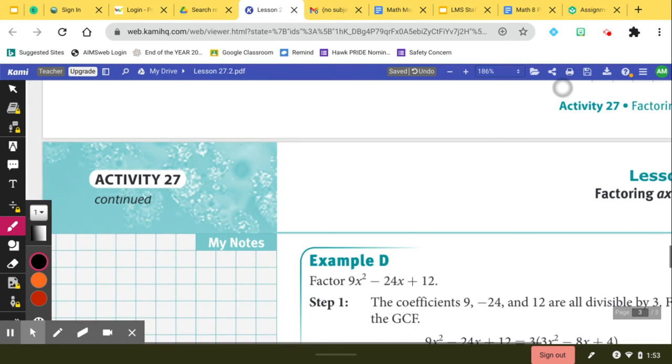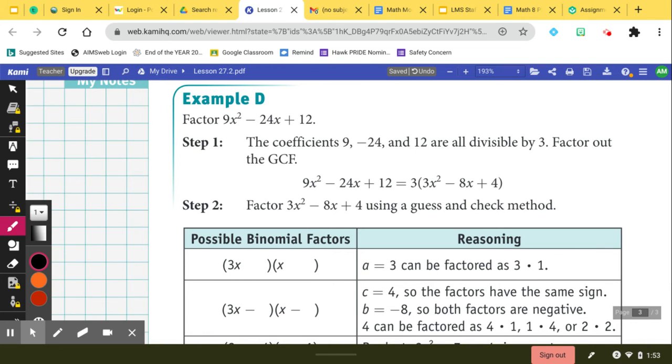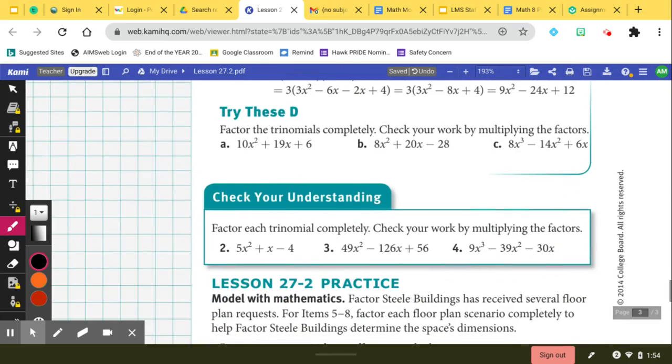So let's go down to the next page, and we'll do example D, where it says factor the trinomial 9x squared minus 24x plus 12. Well, I know that all of those have a factor of 3, so we could factor out the 3 first, and then you just need to factor the remaining trinomial. So we're going to practice that.